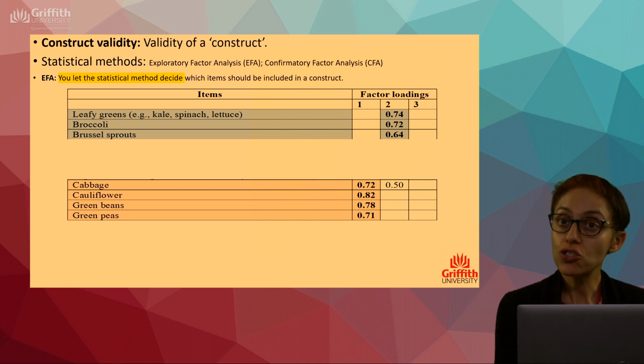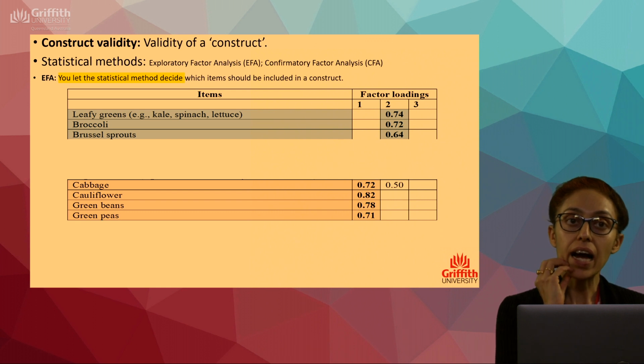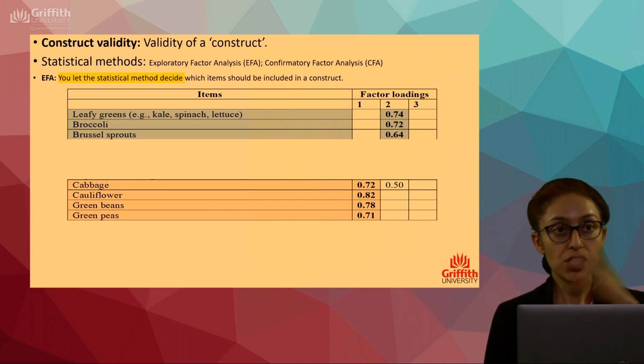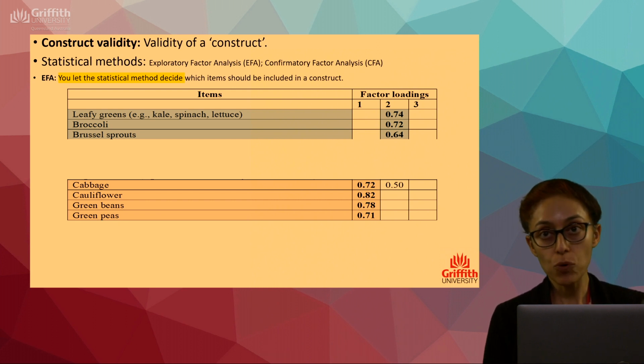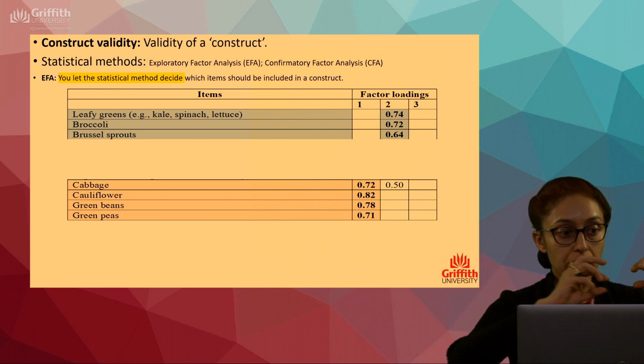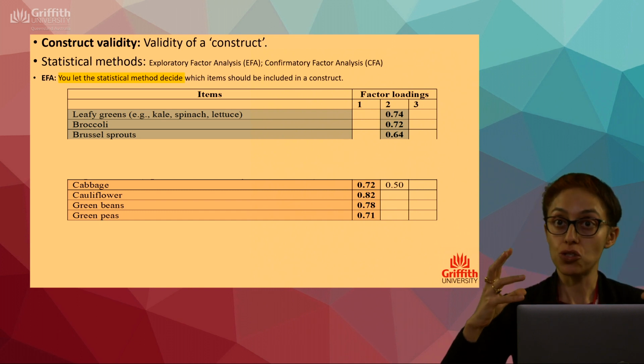Alright, then you have construct validity. What is construct validity? As I said, I had this list of foods. They were fruits, vegetables, grains, cereals, dairy, protein rich foods, and so on and so forth. And basically I have to bunch items together, and these bunches of items are called constructs.